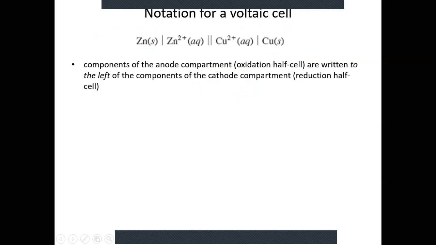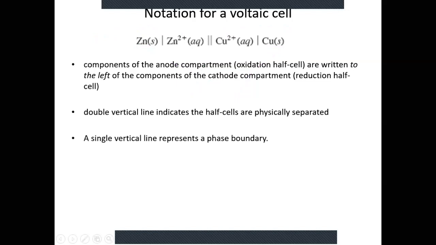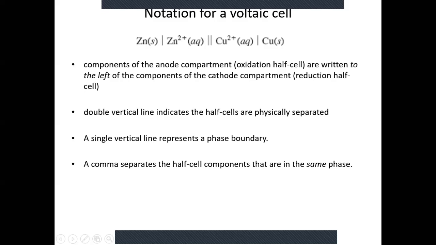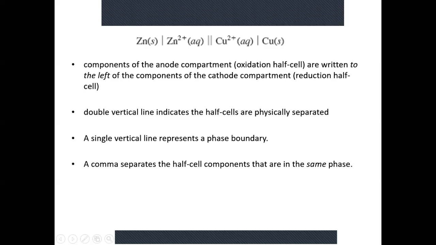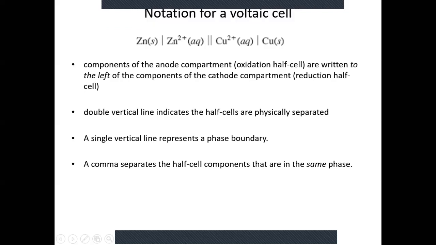So again, on the left side is the anode compartment. On the right side is the cathode compartment. The double vertical lines indicate the salt bridge. The single vertical line indicates a phase boundary, because zinc solid is a different phase than zinc 2+. You use a single line. If they were the same phase, for example using an inactive electrode, you would use a comma. So again, if the half cell components are the same phase, we separate them with a comma. When they're different phases, we use a single line.